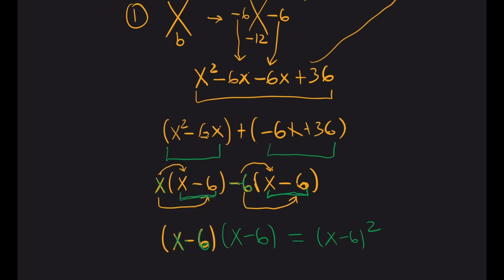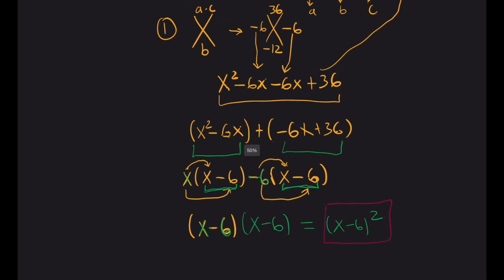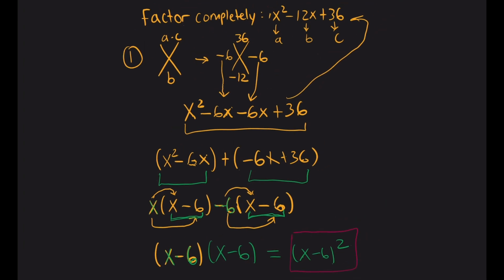And that is the final answer. That is the factoring of x squared minus 12x plus 36.